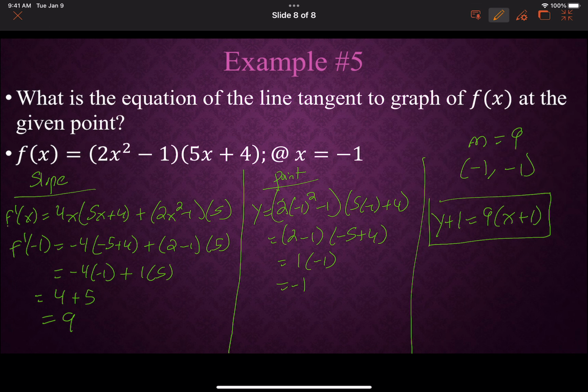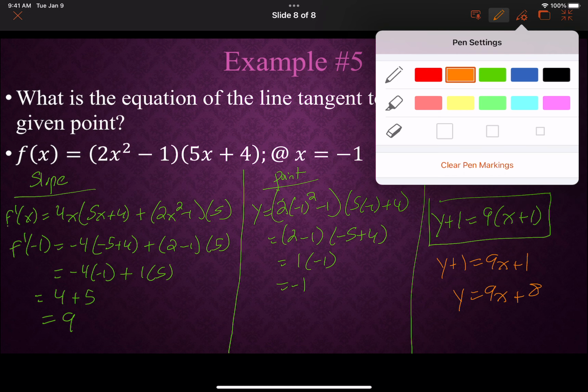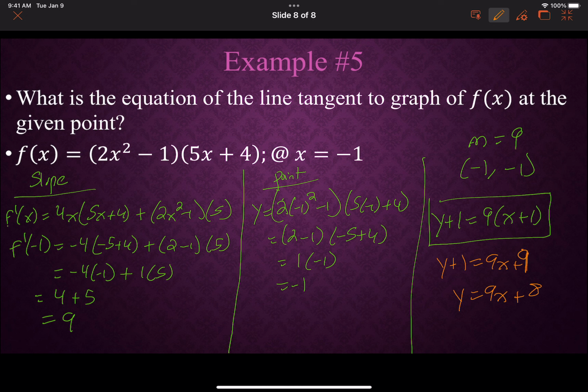And again, if we want to distribute the 9 and then subtract the 1 over, it would not be wrong to have said y equals 9x plus 8. That should be a 9 here. 9x plus 9, not 9x plus 1.